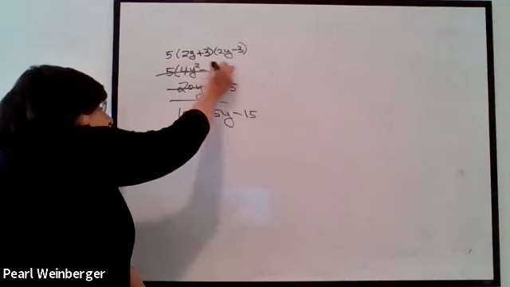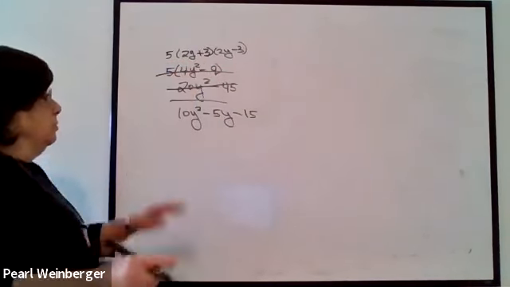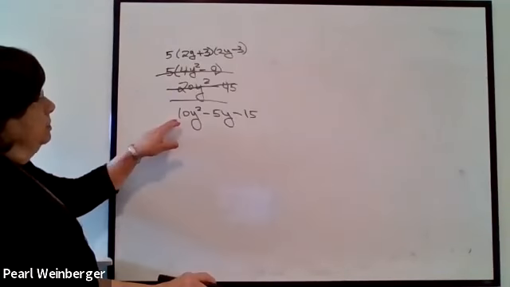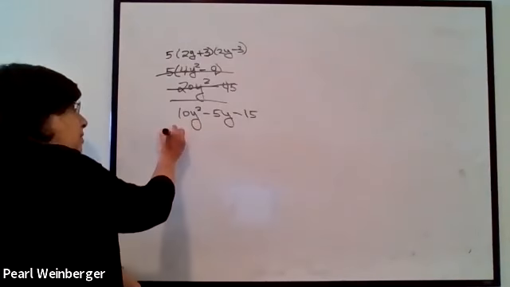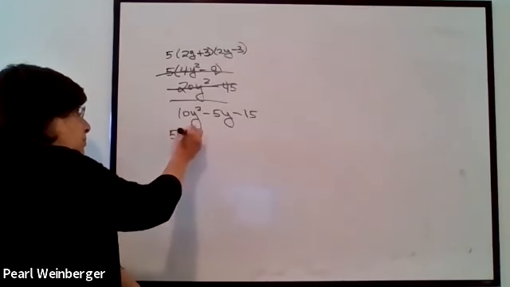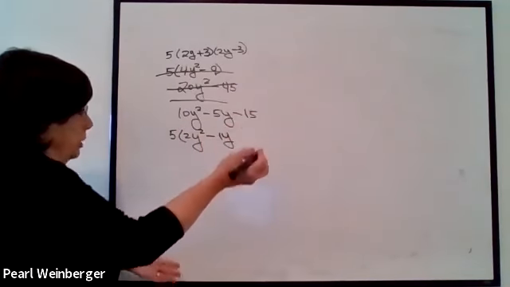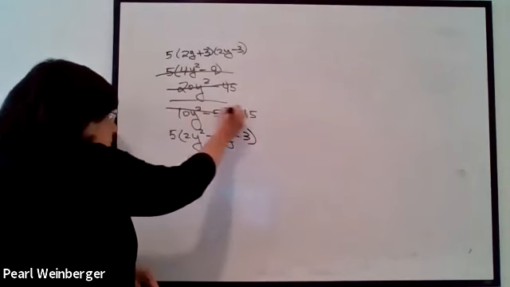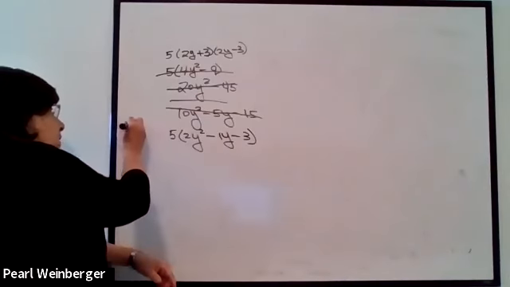So I ended up with 3 factors: 5, 2y plus 3, and 2y minus 3. Okay, let's look at our bottom. Now notice in the bottom, I also have a common factor of 5. If I take out the 5, I'll be left with 2y squared minus 1y, or you could just write it minus y, minus 3. And since this is a trinomial, I'm going to try and factor it using the AC method.